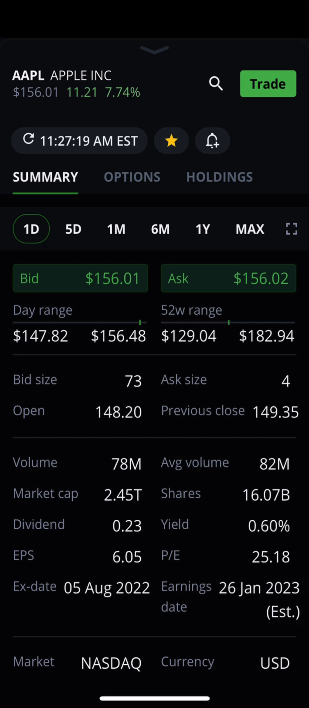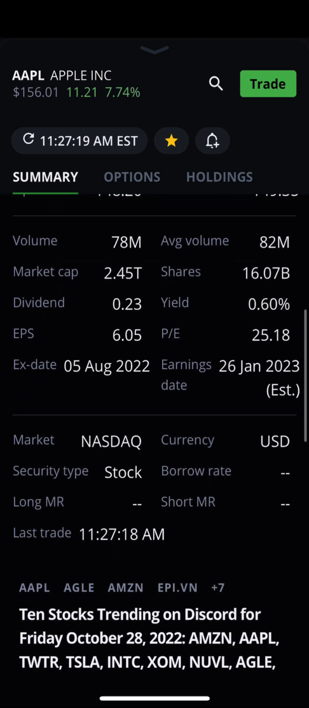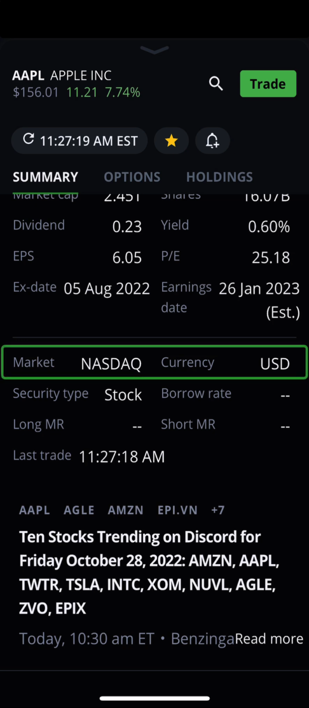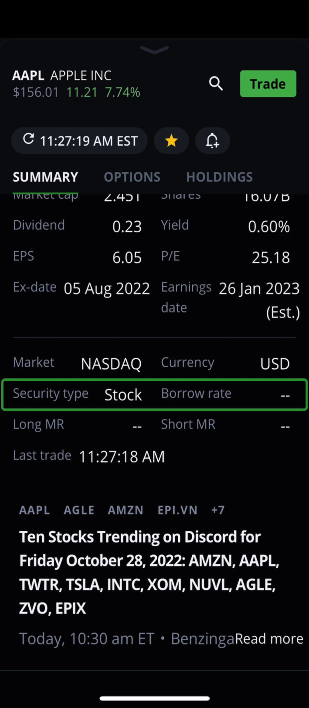Finally, the Level 1 quote window also shows data points related to the borrowing costs and requirements of the security you're looking at. This is most relevant if you have a margin account and intend to borrow to invest. You'll first see market and currency. This shows you the exchange that your security is listed on, as well as the currency your security is traded in. Below that is security type and borrow rate.